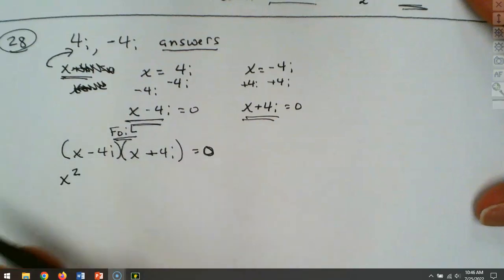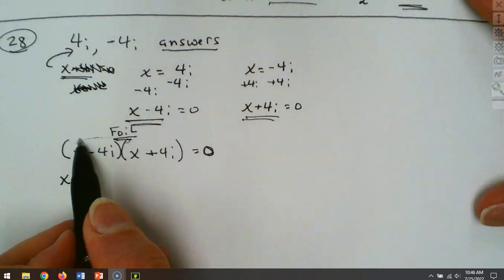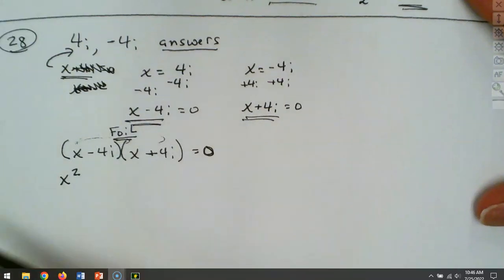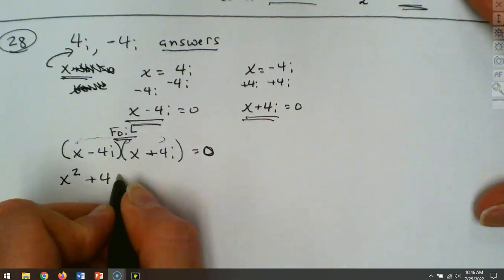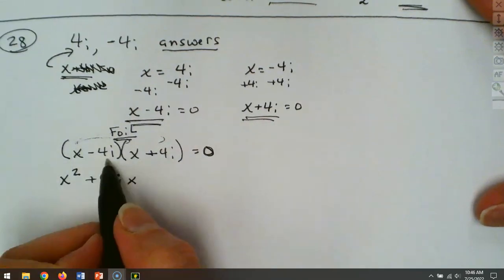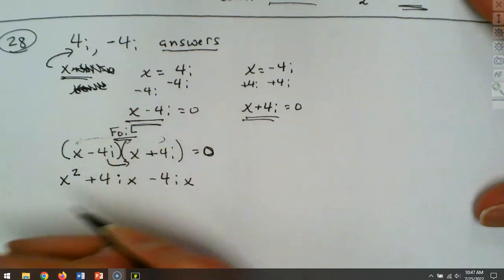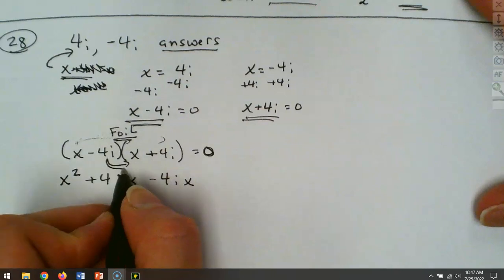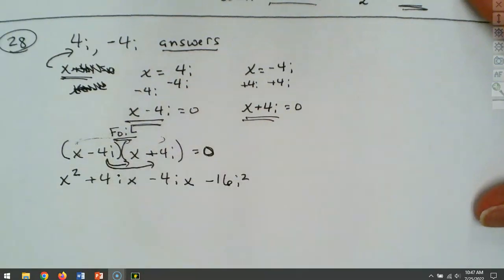Outside times outside. You can draw arcs if you need to. Outside and outside, that's x times 4i, so that's 4ix. Inside and inside, that's a minus 4ix. And last times last, well, that's a minus 16i squared.